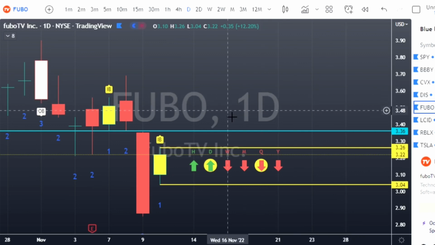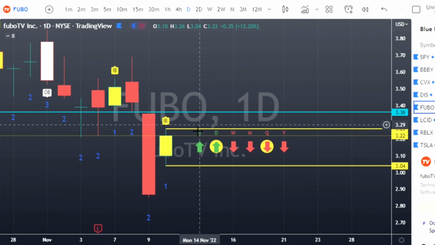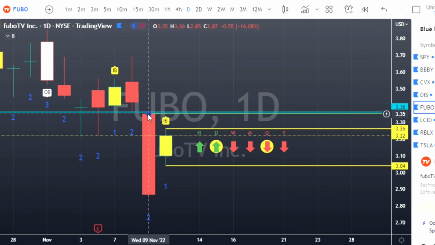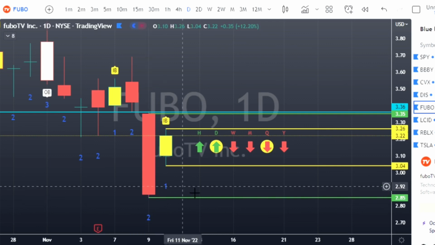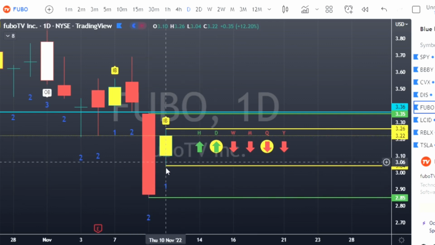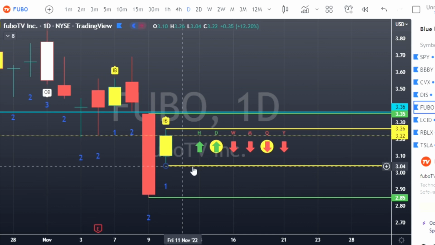So Fubo is up next. Fubo has an inside bar. We can look for calls at 326, puts at 304. Let's mark the targets out for you guys. 325 is the target to the upside, and 285 is the target to the bottom side. So good magnitude either way. I would like to see this trend to the downside.